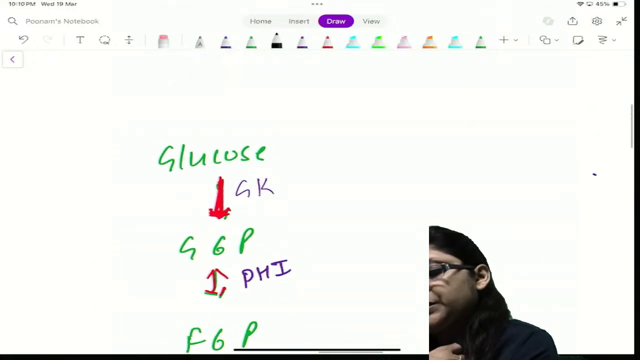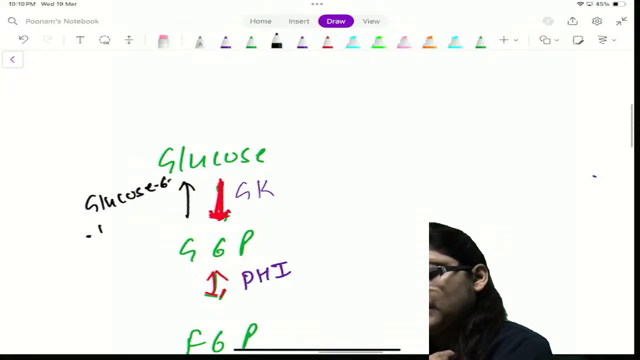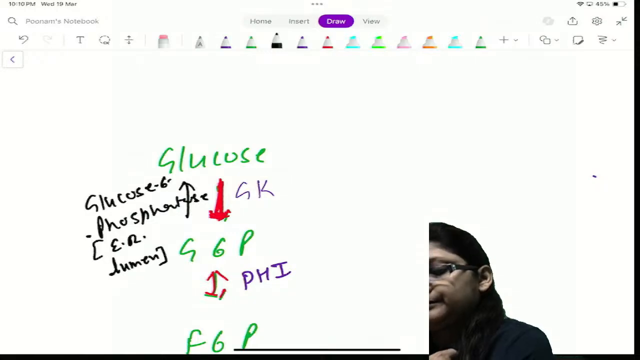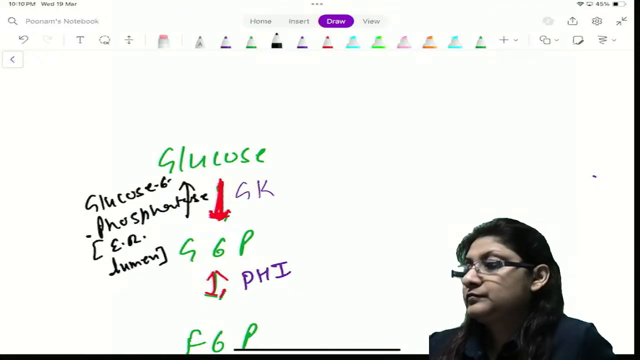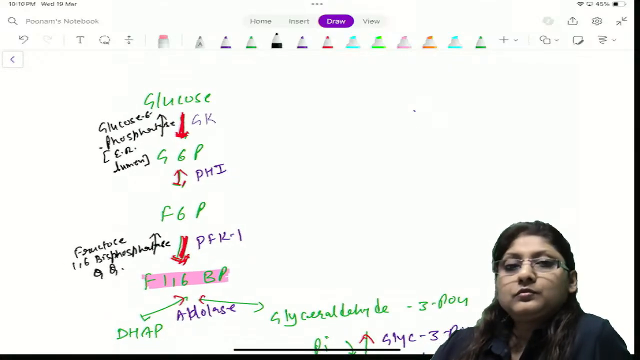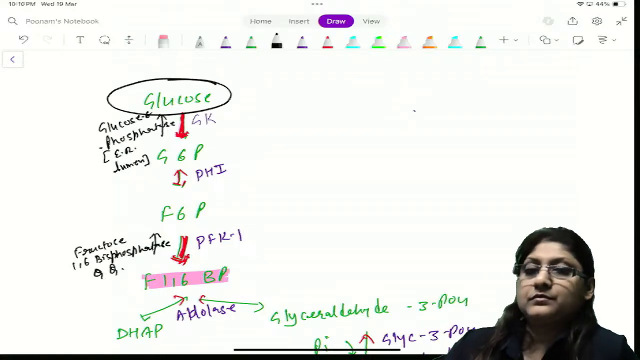The enzyme which is going to bypass glucokinase is going to be the glucose 6-phosphatase enzyme, which is an endoplasmic reticulum lumen enzyme. So this is how glucose is getting synthesized from pyruvate.